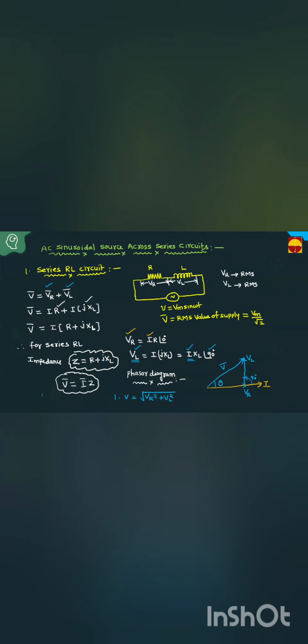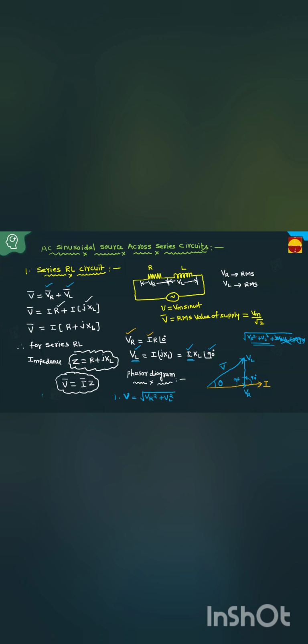What is the angle between VR and VL? This is 90 degrees. According to the parallelogram law, V is VR square plus VL square plus 2 VR VL cos of the angle between voltages VR and VL, which is 90. Cos 90 is 0, so this term becomes 0. Then we get VR square plus VL square. That's why V equals square root of VR square plus VL square.